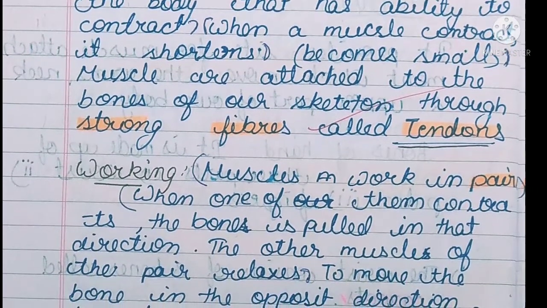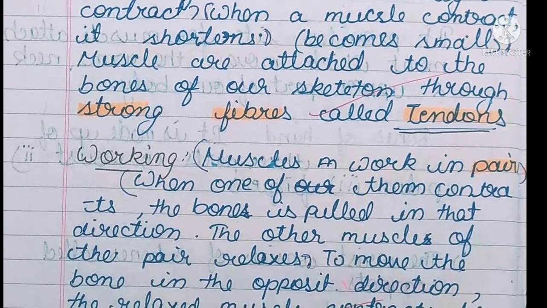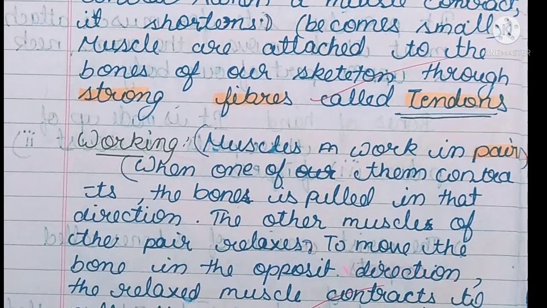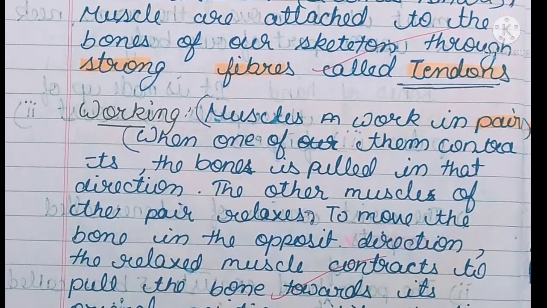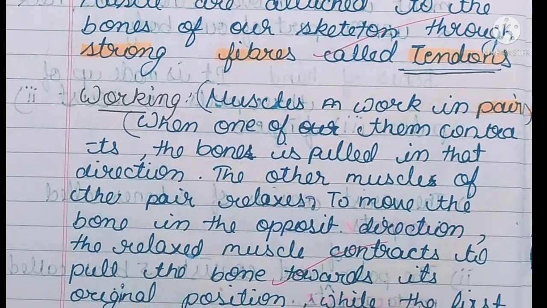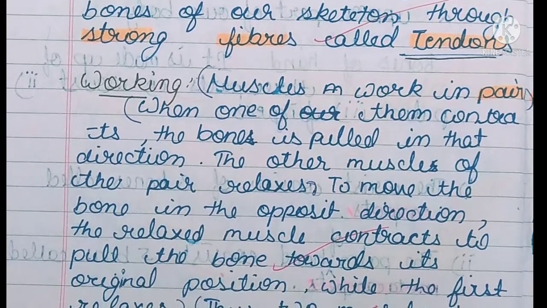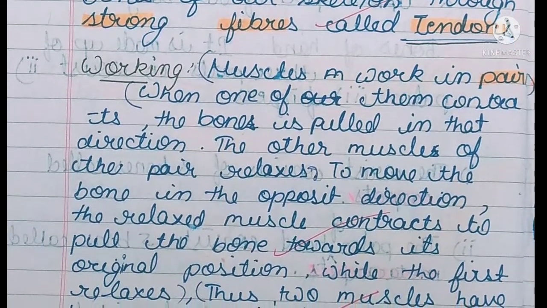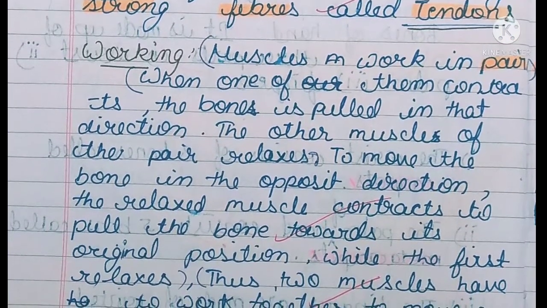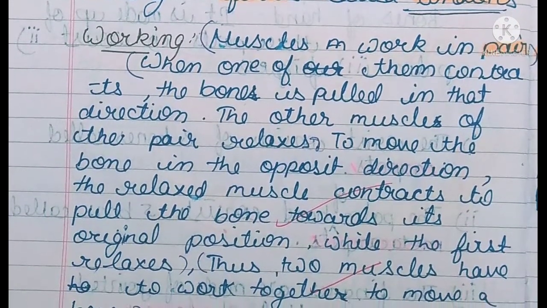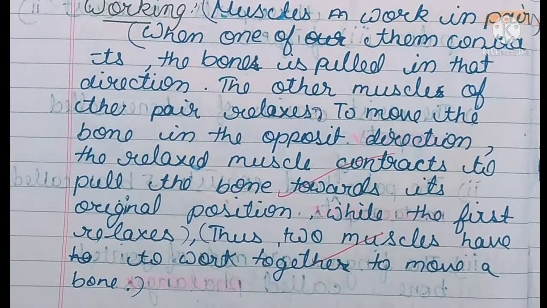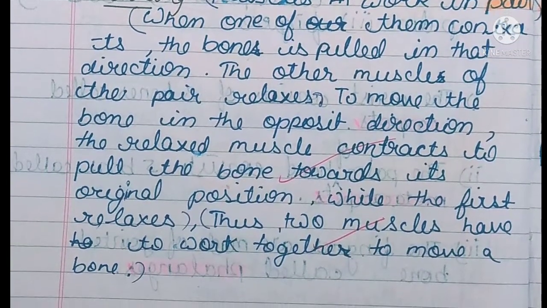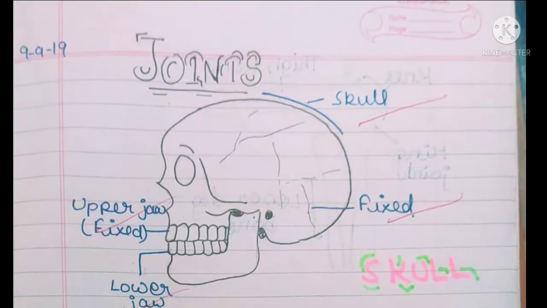Working. Muscles work in pairs. When one of them contracts, the bone is pulled in that direction. The other muscle of the pair relaxes. To move the bone in the opposite direction, the relaxed muscle contracts to pull the bone towards it, to the original position, while the first relaxes. Thus, two muscles have to work together to move a bone.